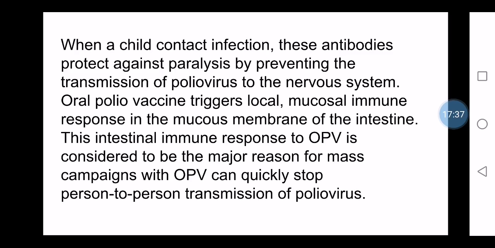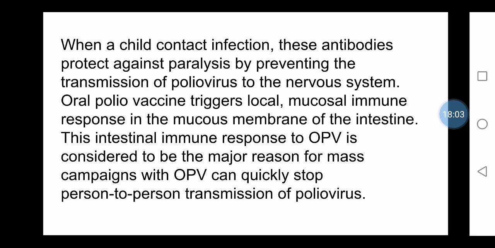So when a child contracts infection, these antibodies protect against paralysis by preventing the transmission of polio virus to the nervous system. So in this, the antibodies will really protect against the paralysis because they prevent the transmission towards the nervous system.